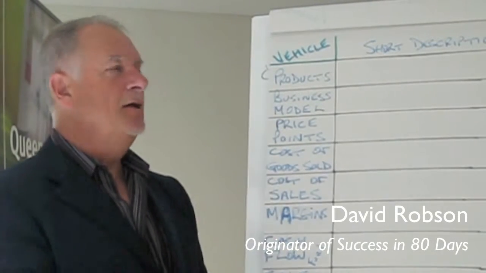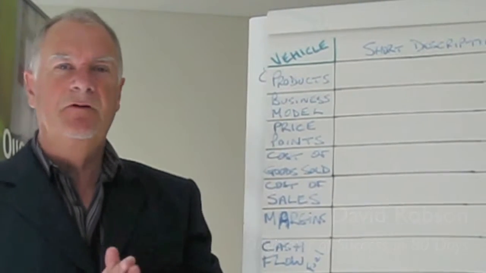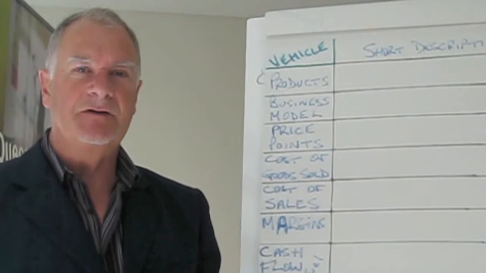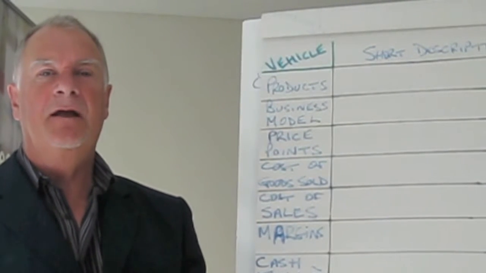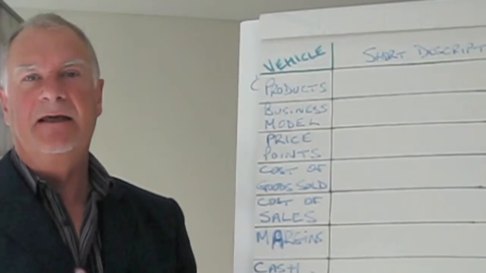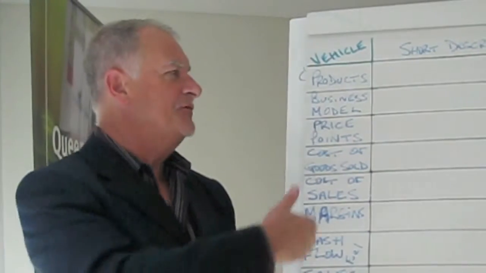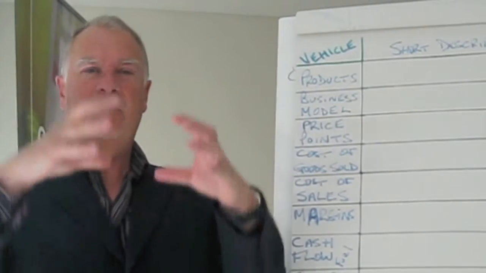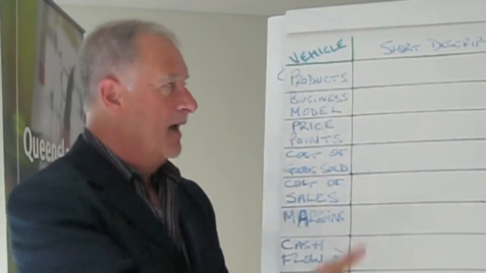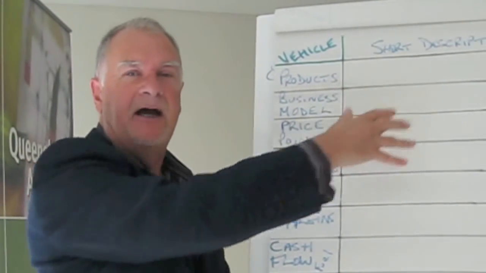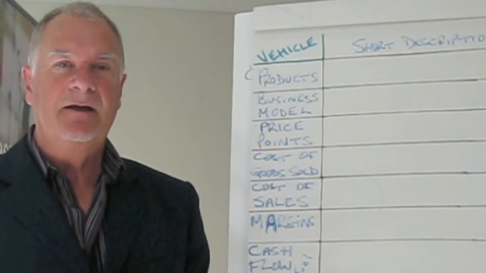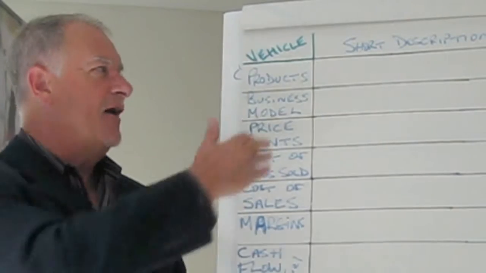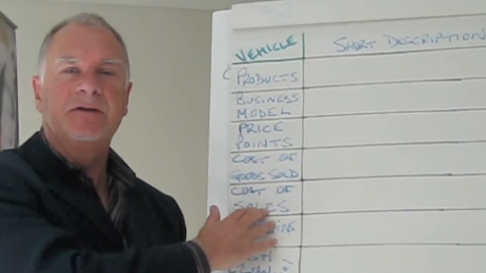Next up is the vehicle log sheet, still within the reconnaissance stage of Success in 80 Days. And vehicle is about the product and its attributes. And these attributes really start from a top-down basis. And on the right-hand side, we have a short description of what you believe is relevant to your business now for each of these elements.